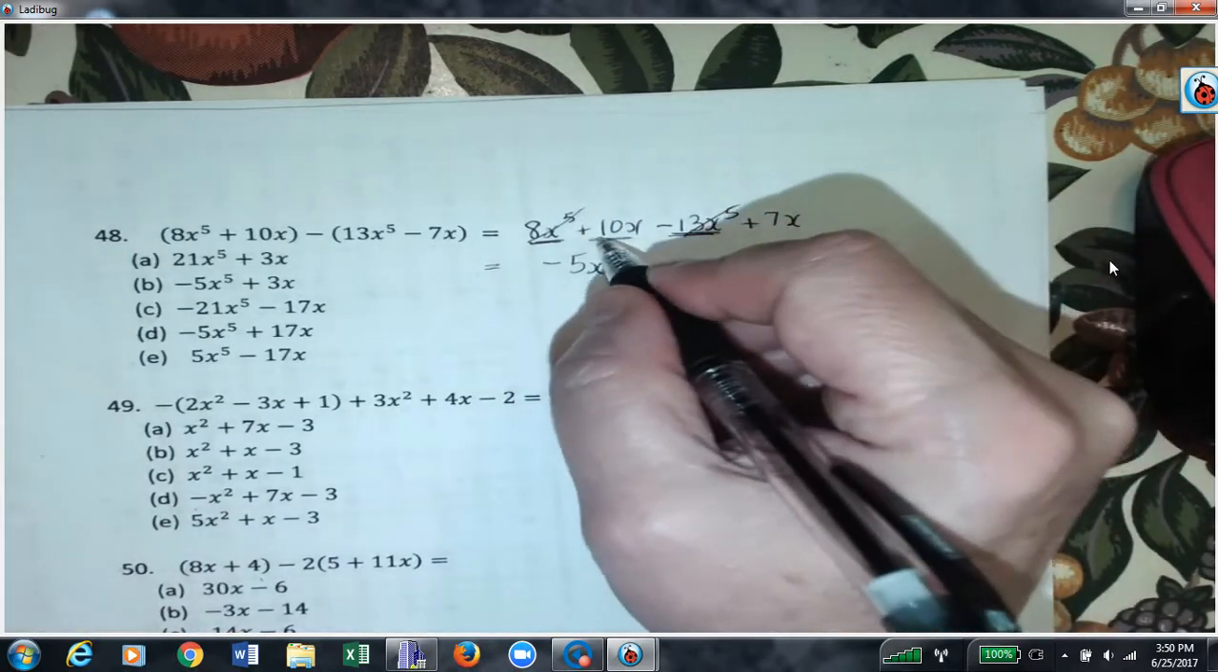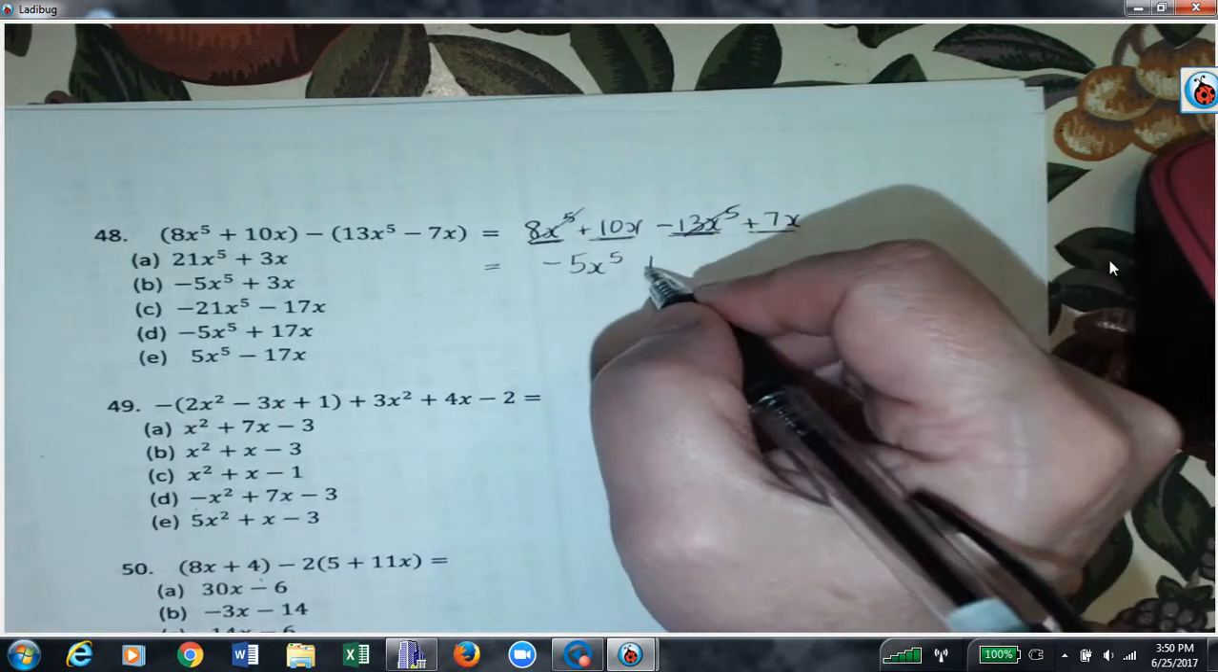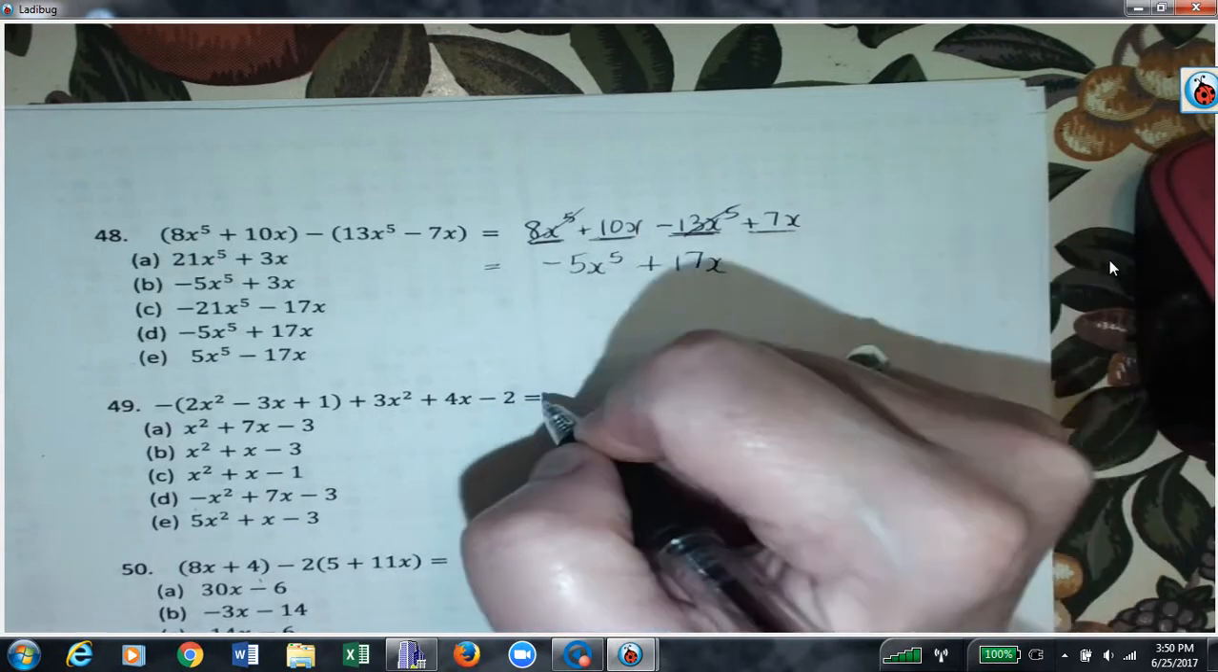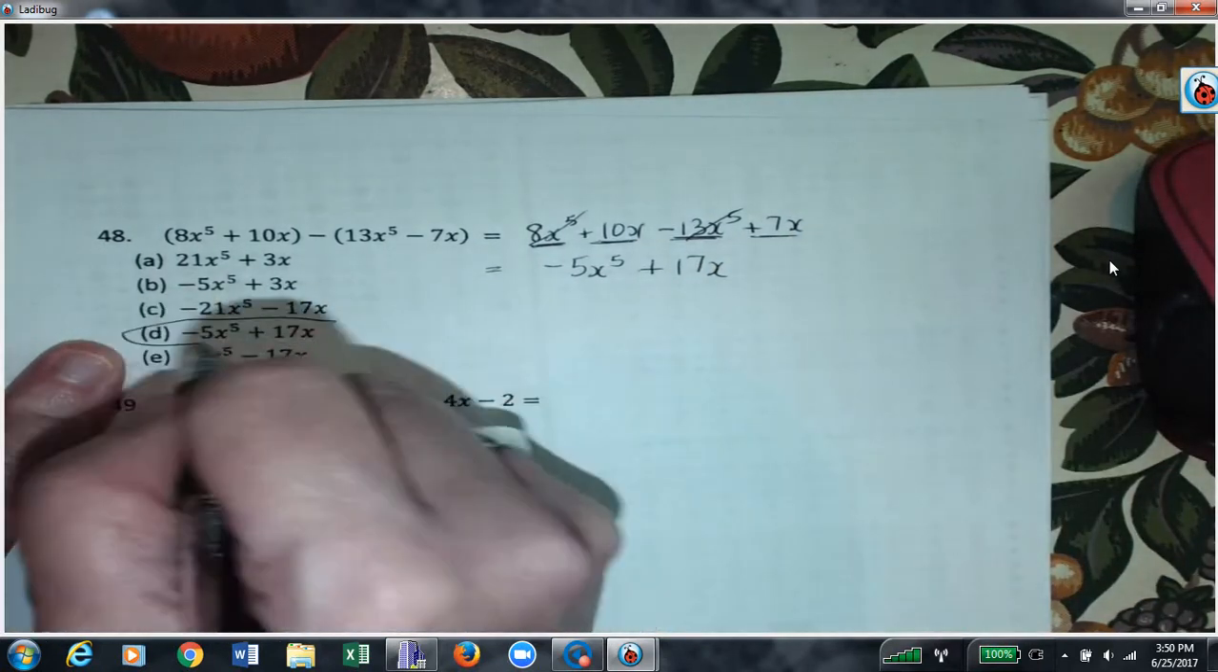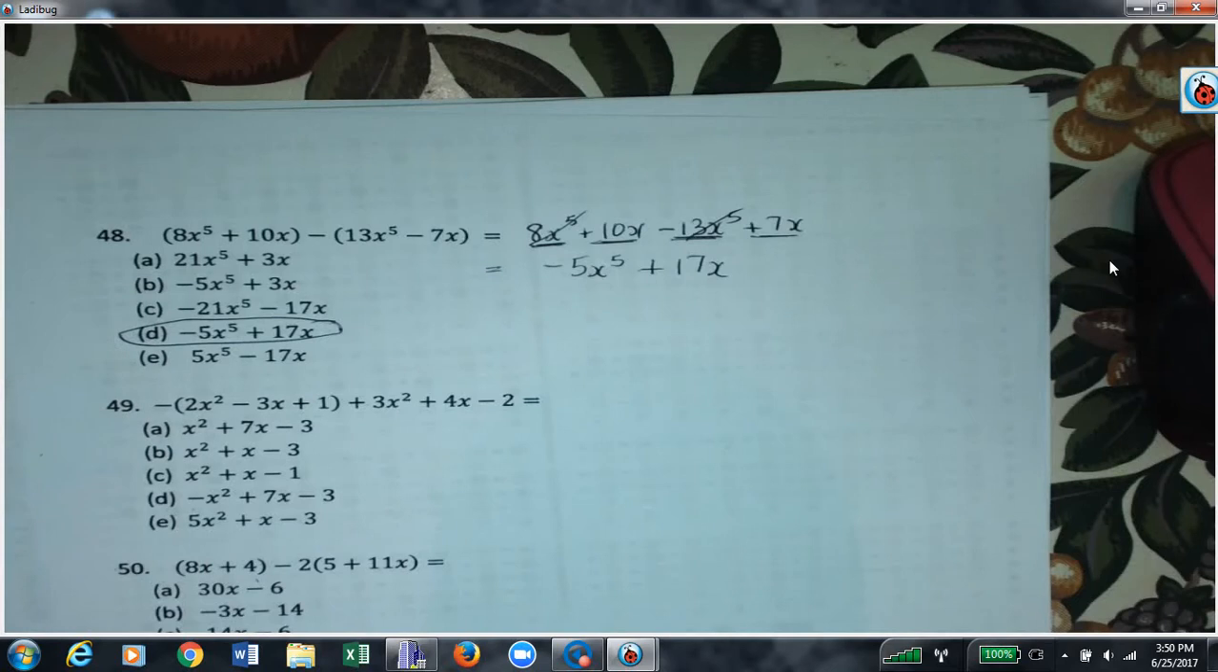Then I have 10x plus 7x. So that's plus 17x. So that's what I'm looking for. So number 48 is D. 48 is D.